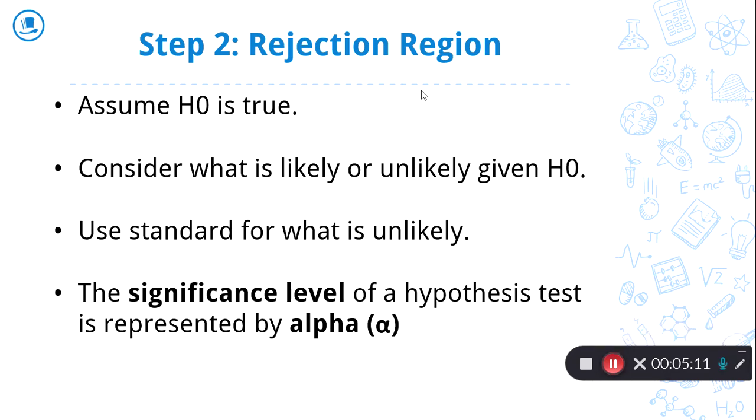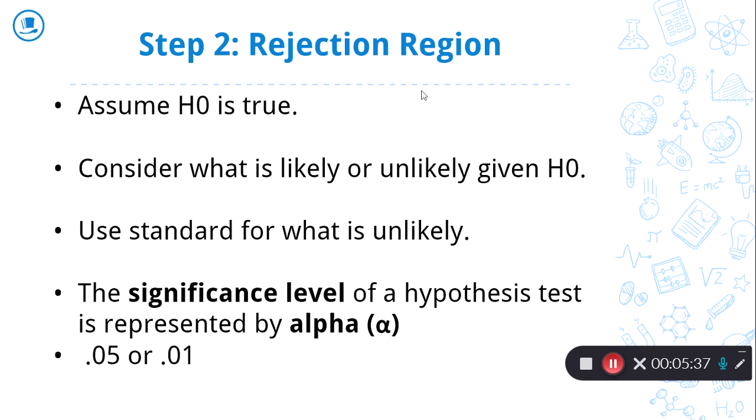Alpha, there's two standards of what's unlikely in hypothesis testing. One is 0.05 or one is 0.01. Alpha of 0.05 means that according to the null hypothesis, if we assume the null hypothesis is true, there's a 5% chance of being that low. For the restaurant example, let me put that in an example.